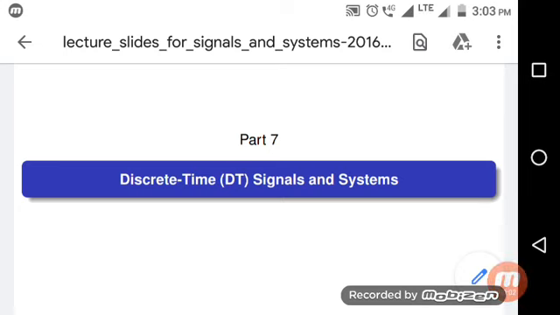Today we are discussing discrete time signals and systems. Hi everyone, today we are discussing discrete time signals and systems, DT.